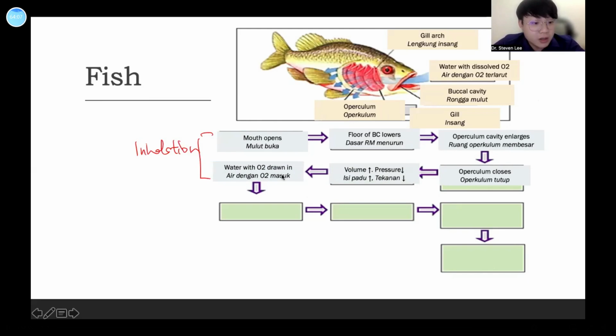Yes, both will increase, Chloe. You're right. Both increase in inhalation. So they increase the volume, so the water comes in. But the pressure is not enough. It cannot go until past the gill. Most of the water is only at this point.